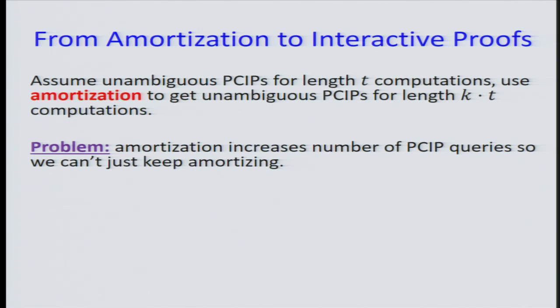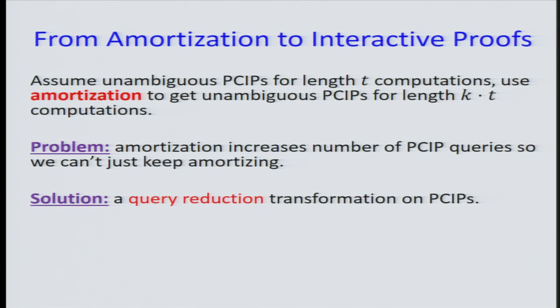One thing that turns out to be a problem is that, as we said, the amortization increases the number of PCP queries. If you just care about amortization, it's not too bad. But because we want to keep doing this in this outer recursion, it turns out to be a lot. So we have an additional step, which is a query reduction transformation for PCIPs. You can think about it more generally, or less generally, as a transformation taking an interactive proof and transforming it into a PCIP.